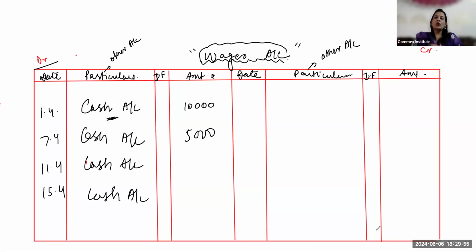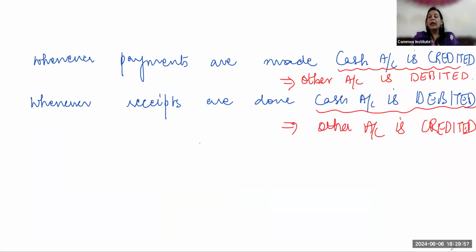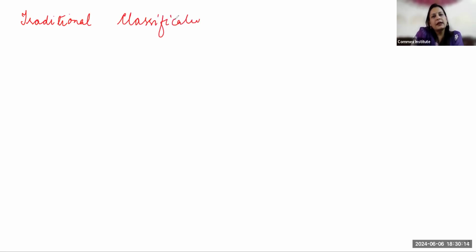So now we are moving on to the second part of this chapter, and that is the traditional classification of accounts. Okay, so put the heading: traditional classification of accounts.